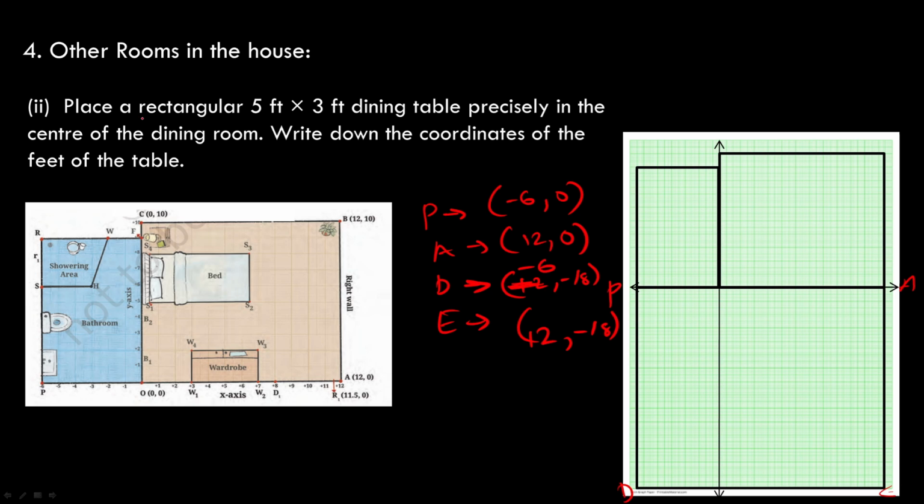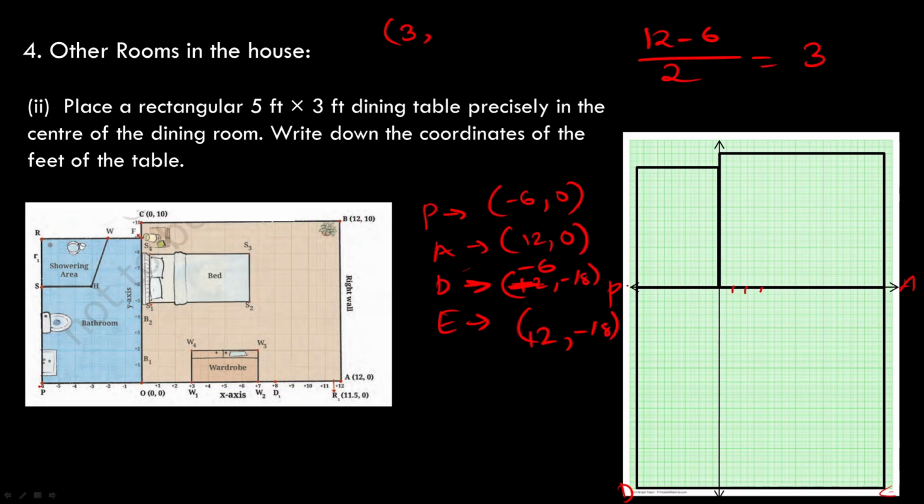So we need to place the rectangular 5 times 3 feet dining table precisely in the center of the dining room. So this is our dining room. Now we can find the center point. So P is minus 6. First we need to find the midpoint of P and A. We can solve this like this: 12 minus 6 by 2 is equal to 3. So it will be 1, 2, and then 3. So it will be roughly around this line, and the x-coordinate of the exact center is 3.